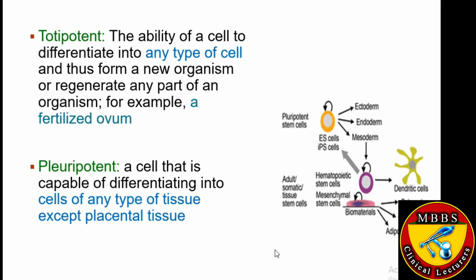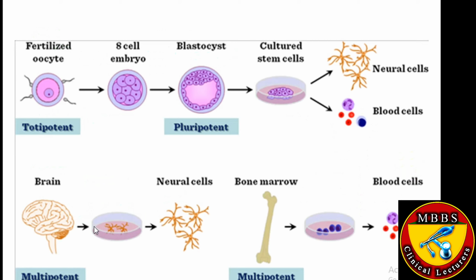Now, there is another term which is pluripotent. So, how is a pluripotent cell different from a totipotent cell? A pluripotent cell is also capable of differentiating into any type of tissue, except the placental tissue. A pluripotent cell cannot form placental tissue. See in this picture, this is a fertilized ovum, and here is a hub of totipotent cells. When it forms embryo, it also forms placental tissue and all. But later on it forms blastocyst, and blastocyst is an example of a pluripotent cell because it has no placental tissue component.